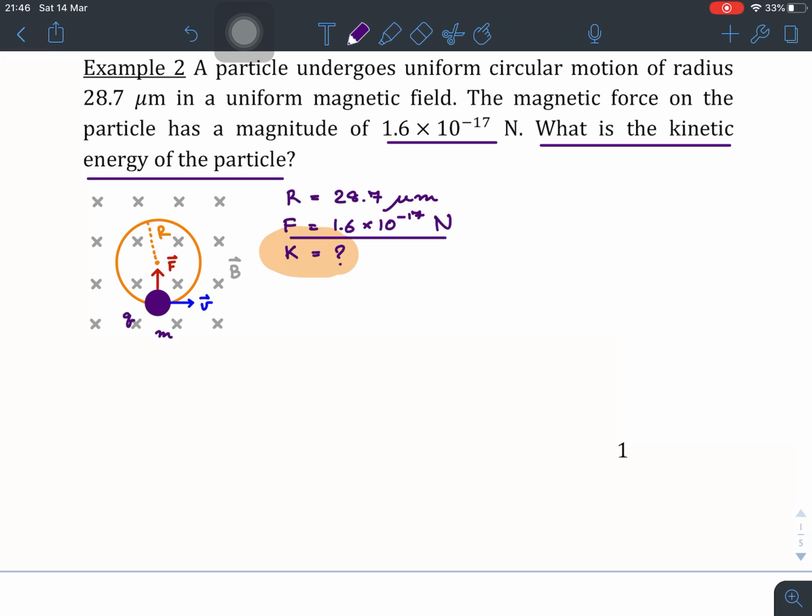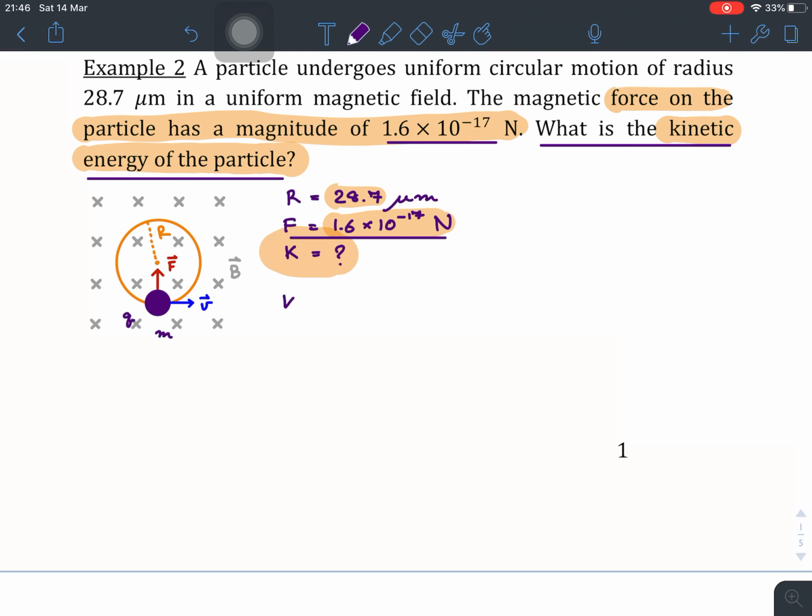For example 2, we are still with a particle undergoing a uniform circular motion. But this time the radius is given as 28.7 and the force on the particle has already been given with the magnitude. And what they ask for is the kinetic energy.